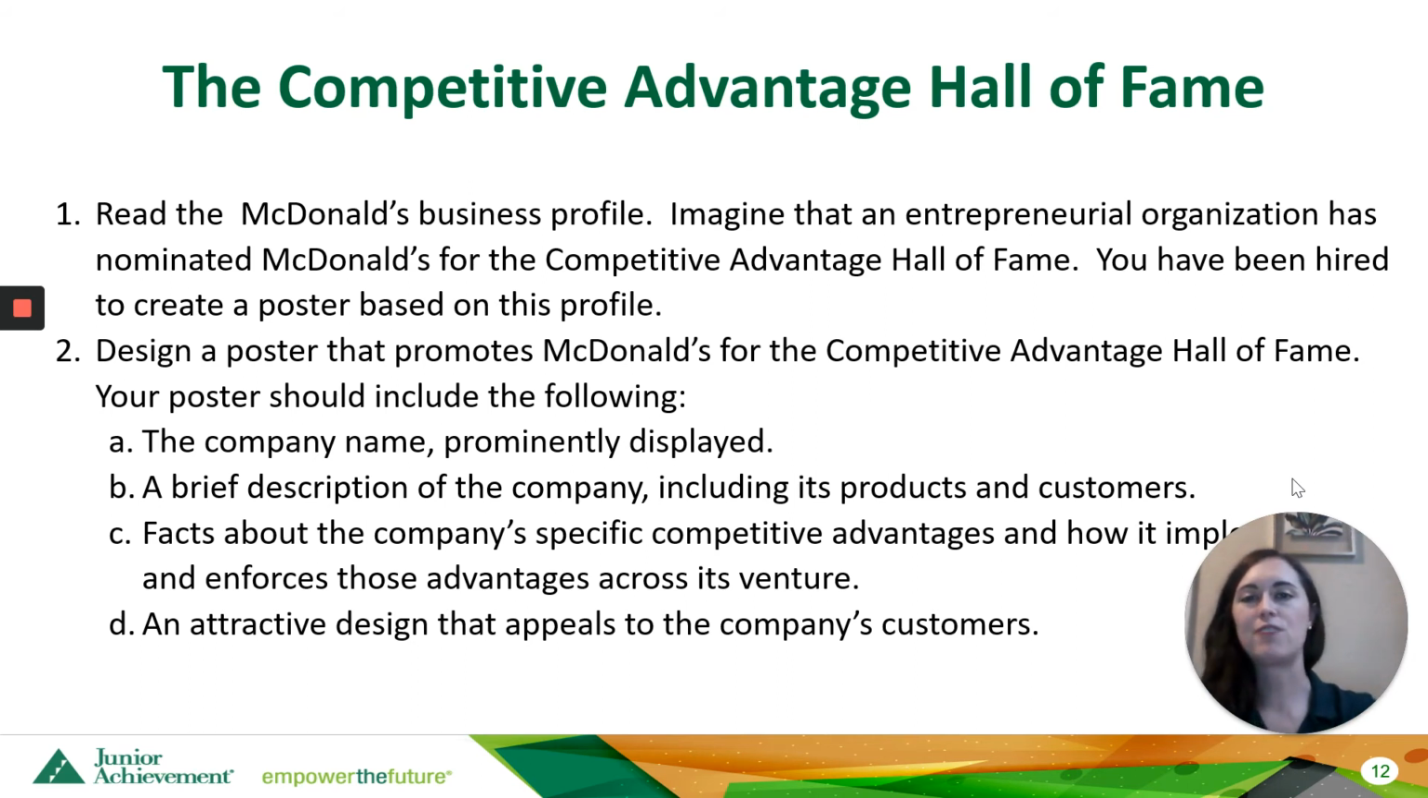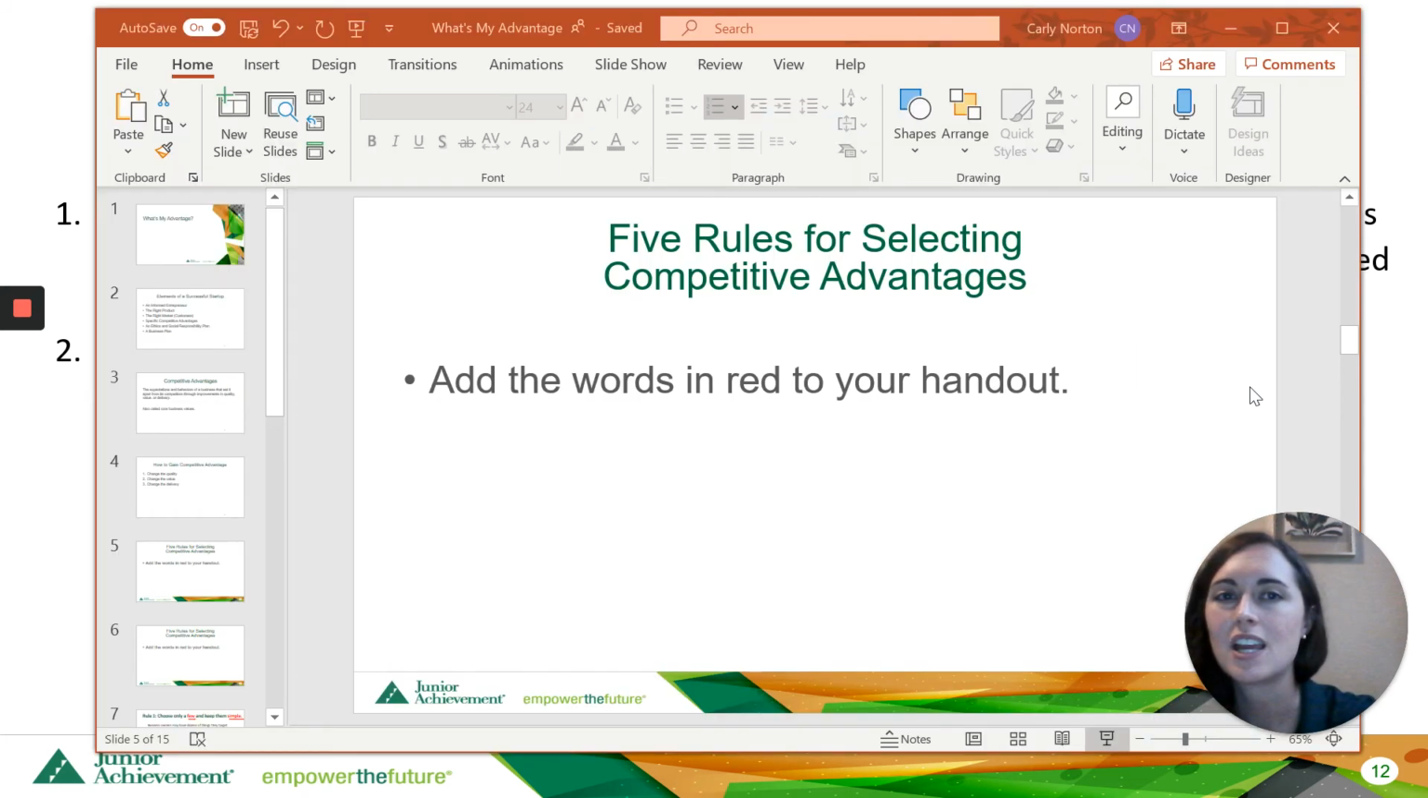After we read the profile together, you're going to design a poster that promotes McDonald's for a Competitive Advantage Hall of Fame. Your poster is going to have the company's name prominently displayed, a brief description of the company, including its products and customers, and some facts about the company's specific competitive advantages and how it informs those advantages across its venture. And try to make it as attractive as you can to appeal to the company's customers. Your real goal here is to show what the things about McDonald's are that are its best competitive advantages. So let's go to the handout.